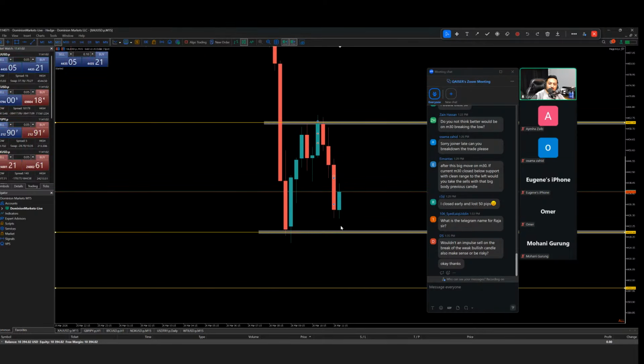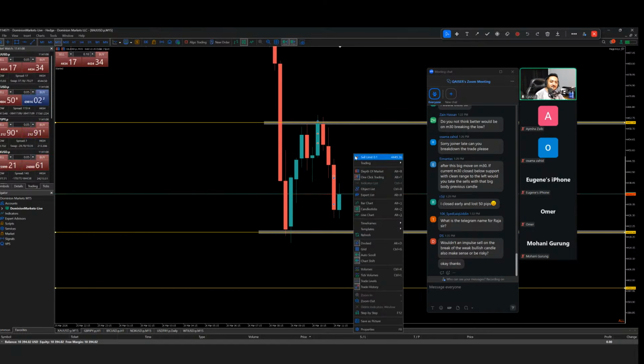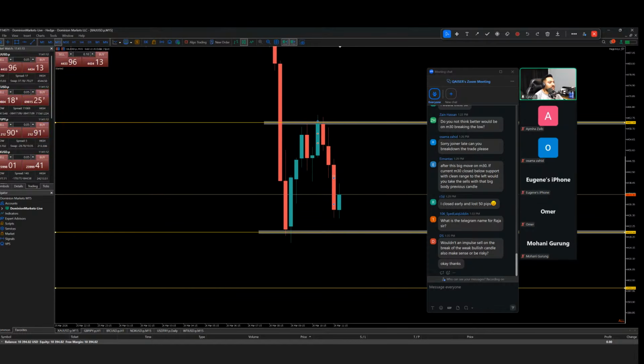Wow. It dropped the volume. Look at the previous candle size and suddenly it dropped the volume. What just happened here?